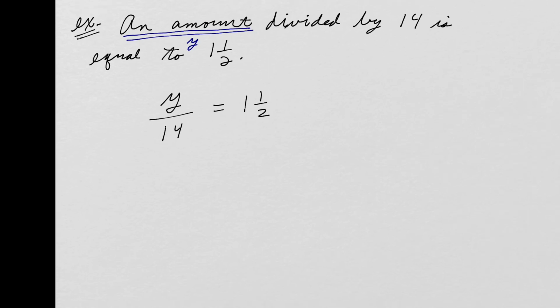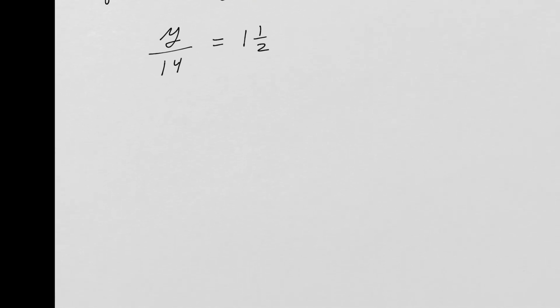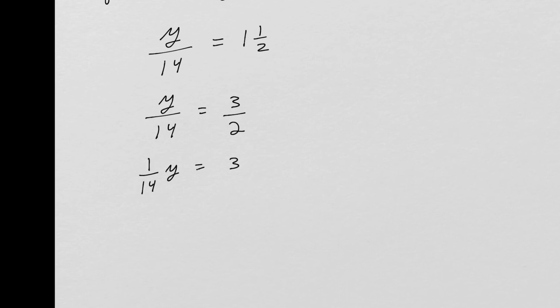First thing I would do is convert the mixed number into an improper fraction, right? So 2 times 1 plus 1 is 3 over 2. And then how do I get 1y? Right now it's being divided by 14. I can multiply by 14, right? If you want, you can think of this as, this really means 1/14 y is equal to 3/2.